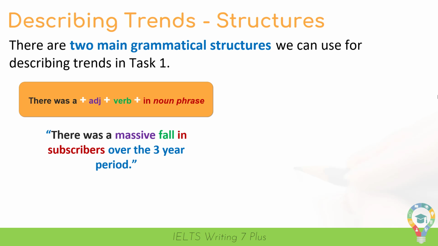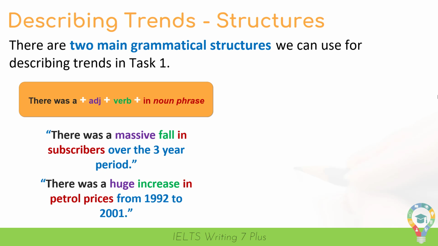There was a massive fall in subscribers over the 3-year period, and in blue I have my time period here. Let's see another example. There was a huge increase in petrol prices from 1992 to 2001. Okay, so again, there was, an adjective, a verb, and a noun phrase. And here I'm following up with my preposition of time: over the 3-year period, or from 1992 to 2001. So that is one grammatical structure, and it's great for describing trends over time. For increases and decreases, this works great.